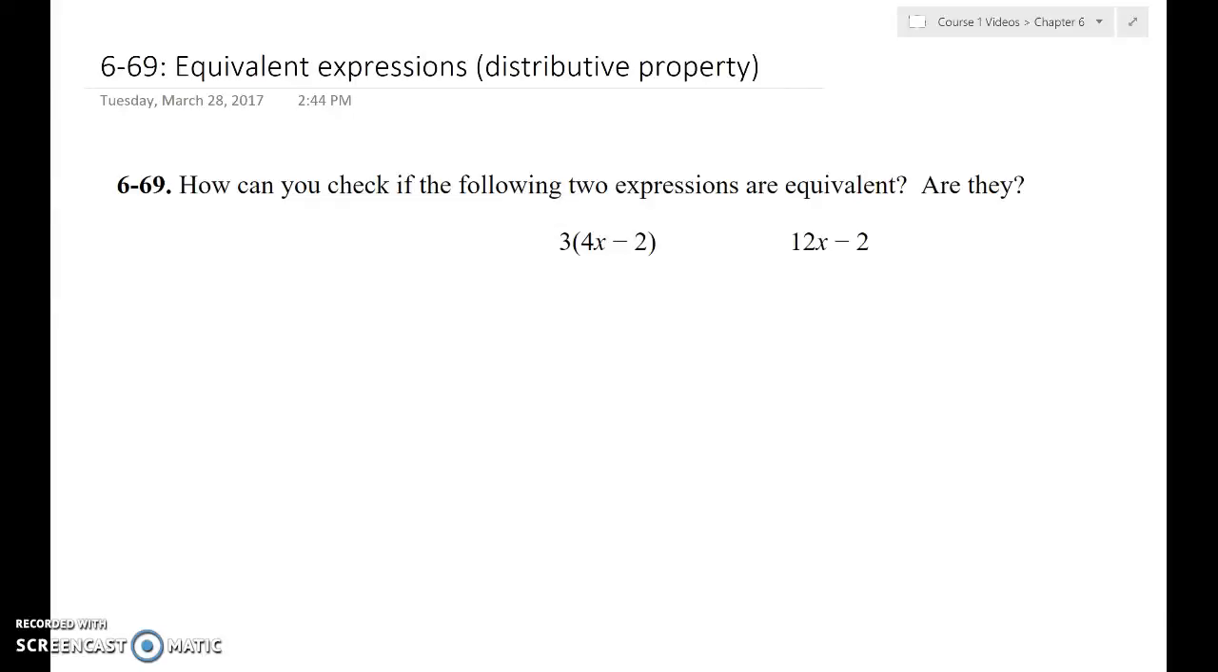Okay, this is a fun problem. This is 669 out of the CPM textbook, and it's asking, are these two expressions equivalent? I'm going to do these in 3 different ways and see whichever way makes the most sense for you and works. The first one is I've got just 12 of something minus 2, and here I have 3 4x minus 2's.